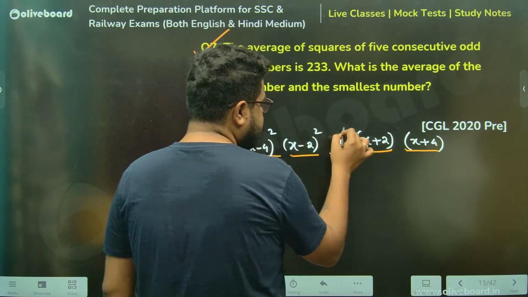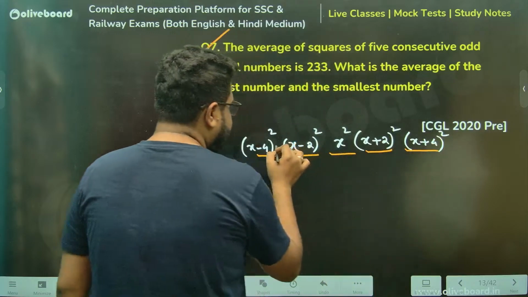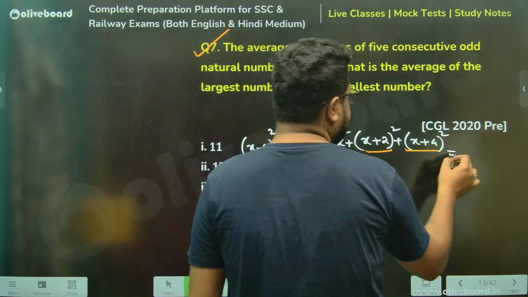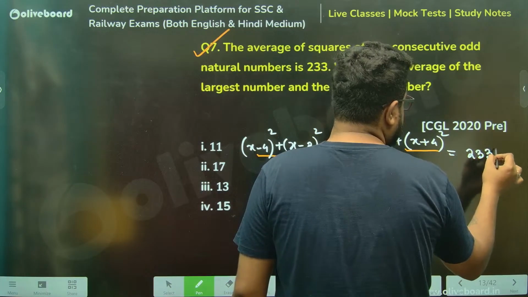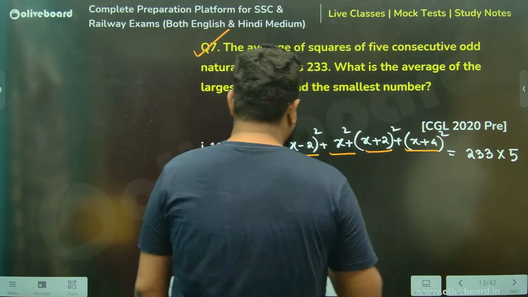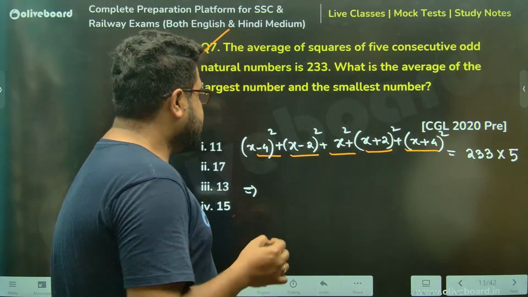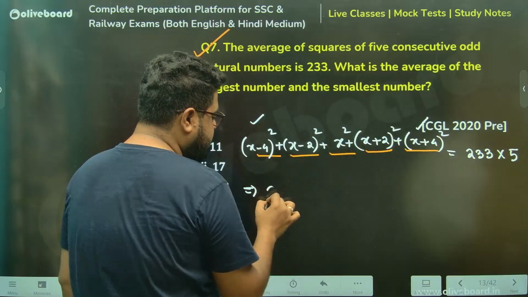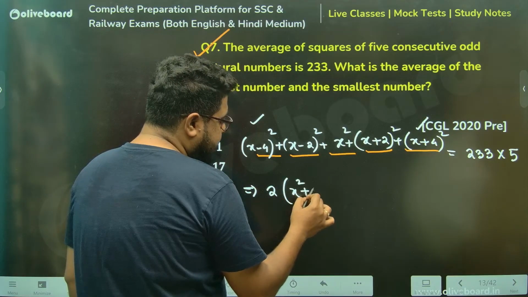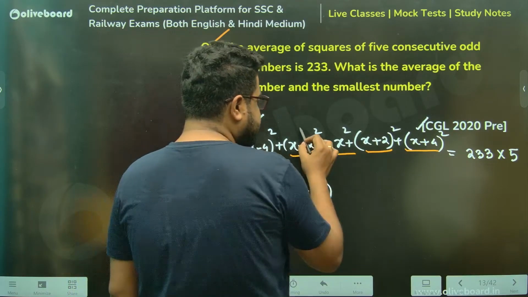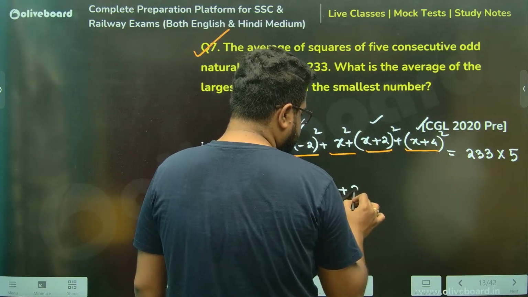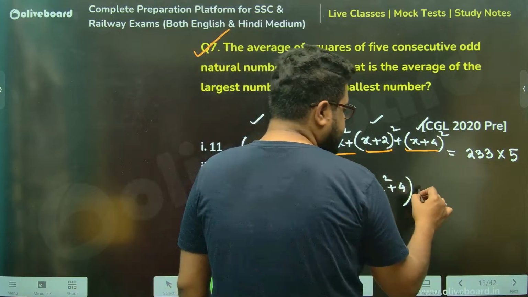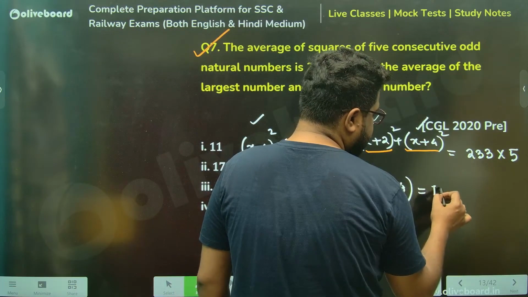So squares of this. The average is given, meaning the sum I can also figure out. The sum will be how much? 233 into 5. Now look at this. If you take this one with this one, (a plus b) whole square plus (a minus b) whole square is twice of (a square plus b square). Similarly, take these two: twice of (x square plus b square), which is equal to 233 into 5.